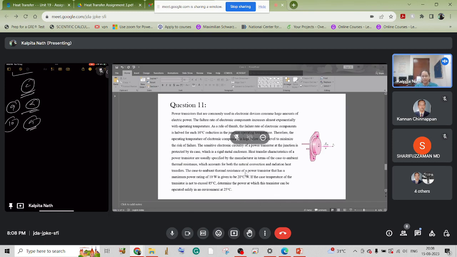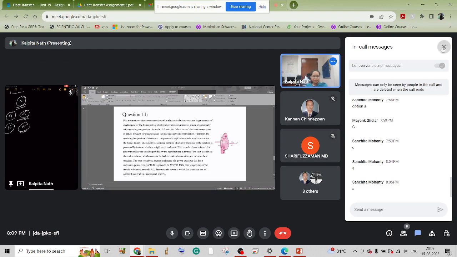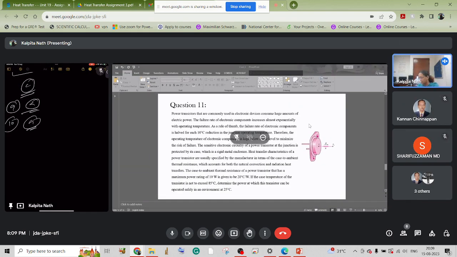Anyone who is having any doubt in the question? Anyone who wants to ask any question regarding this? If you are having any doubt that I can solve, you can unmute yourself and ask. Okay, if not, then solve this and tell me the answer.